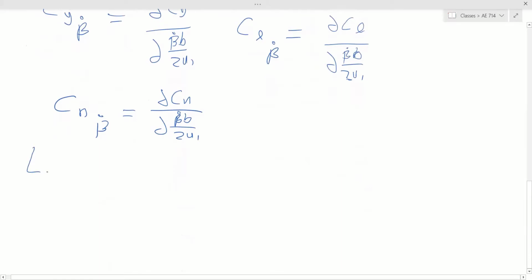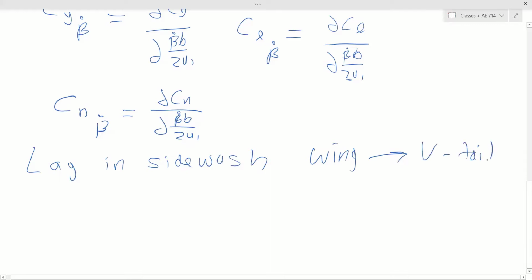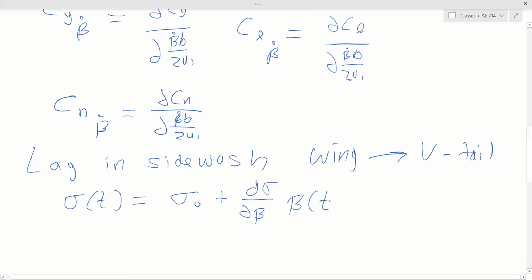All right, so just like alpha dot, this is the lag in sidewash from the wing to the vertical tail. So it's really a vertical tail effect. And our sidewash model then is going to have the sidewash of beta lagged by delta t seconds.